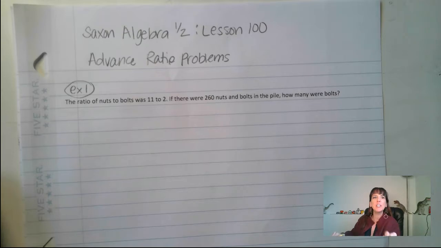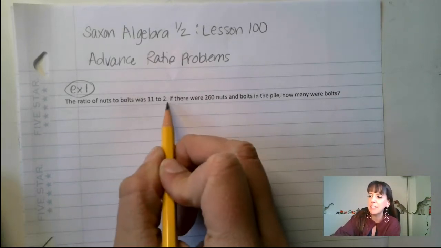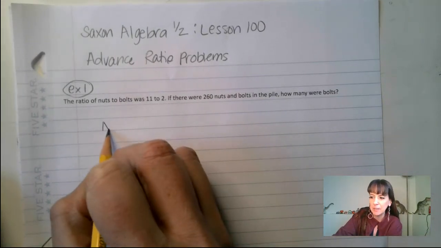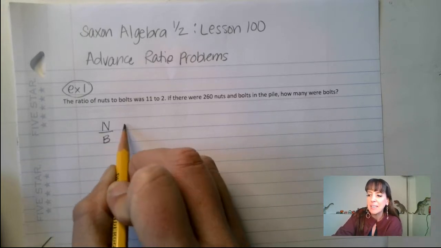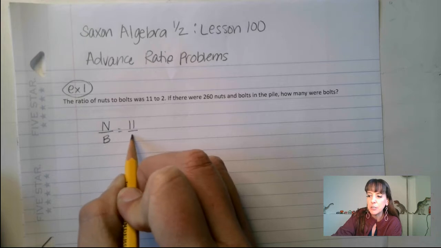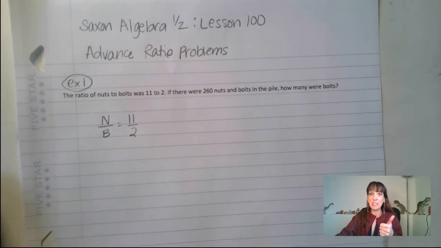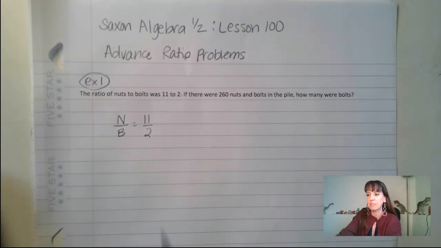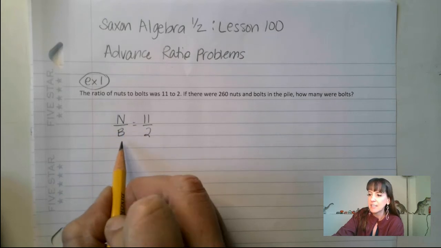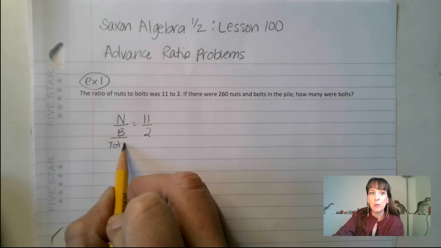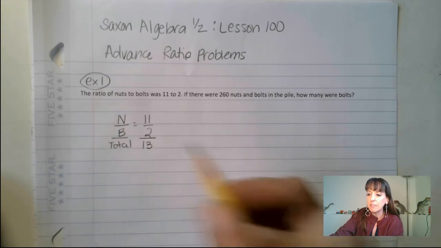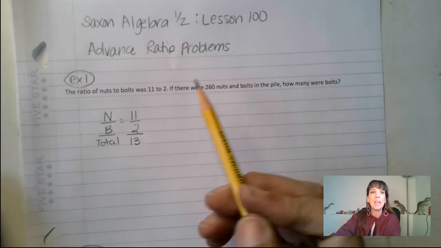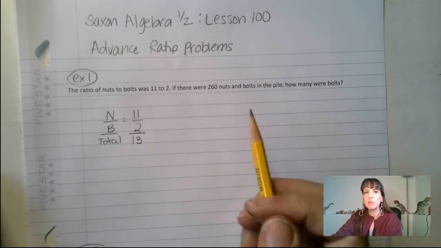Example number 1, the ratio of nuts to bolts was 11:2. You're probably familiar with that. Remember, a ratio is just a fraction. So nuts to bolts equals 11:2. You are on the right page for these guys. However, you've got one extra step you have to do here. After you do this, you got to do your total. And in this case, that total is 13. 11 plus 2 would give us 13. So the ratio of nuts to bolts, 11:2.